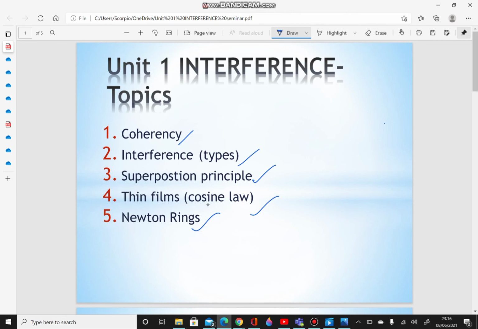So in this way, we covered all five topics of this chapter on interference, that is coherency, interference, the superposition principle, and the experiments, thin films, where we also derived the cosine law from it. That is the value of the path difference in this experiment and also in Newton's rings, and how we can use them in solving problems related to it.